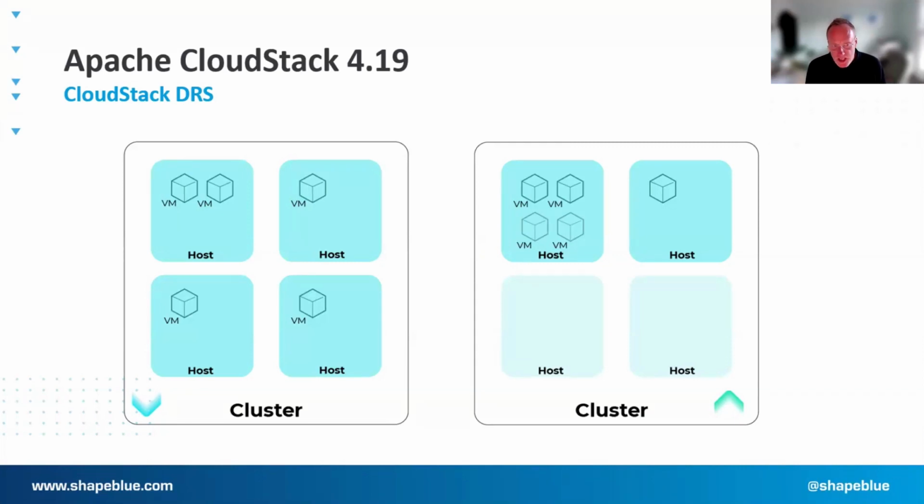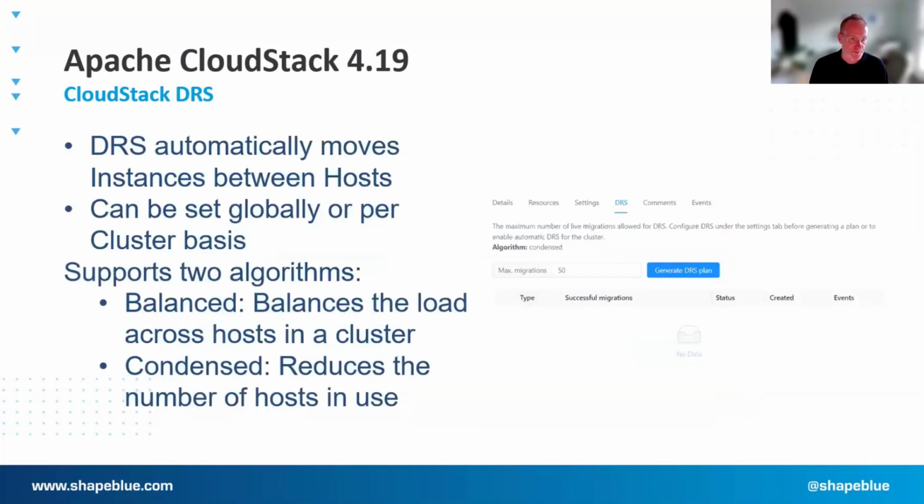There's not a lot to see with this. I'll talk you through the configuration options, because the whole point of this is it's just something that sits quietly in the background, making sure that your compute infrastructure is being used as efficiently as possible. It automatically moves instances between hosts. It relies on the underlying host migration framework, which was already there in CloudStack. It can be set up globally or on a per cluster basis. So if you've got different hosts and different policies you're requiring at cluster level, you can do that.